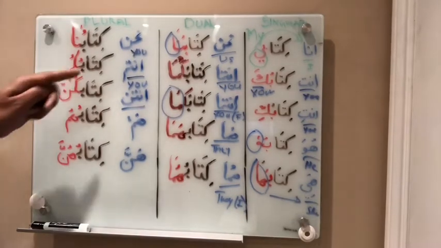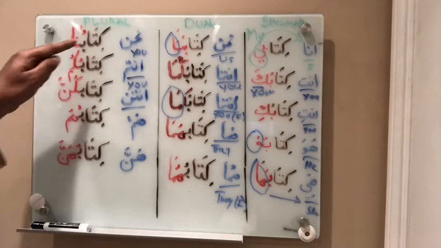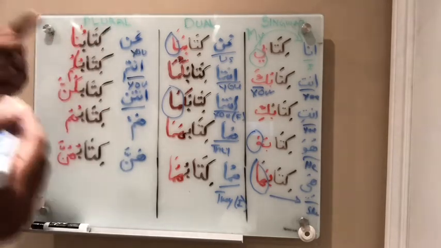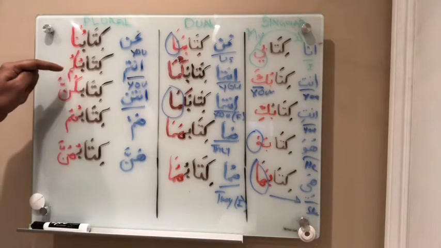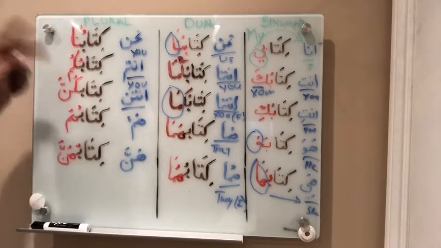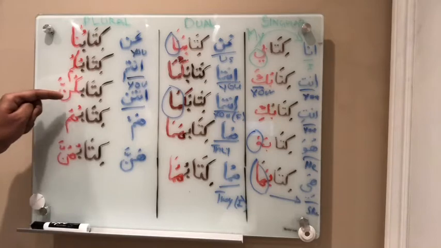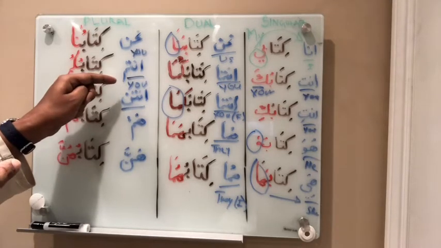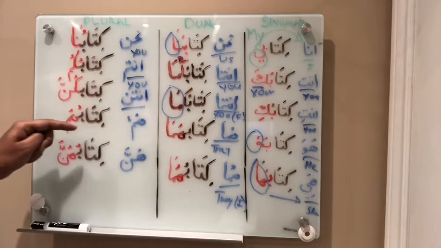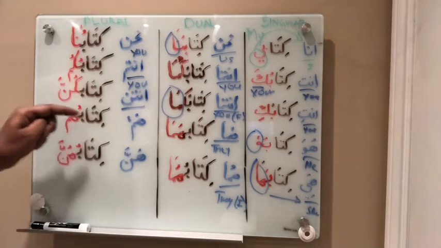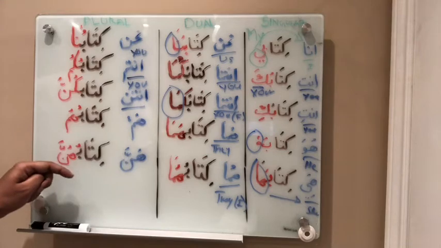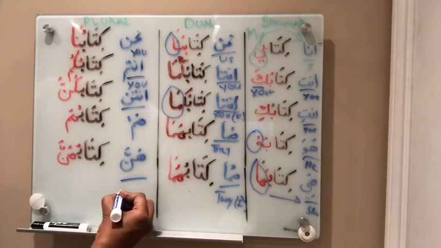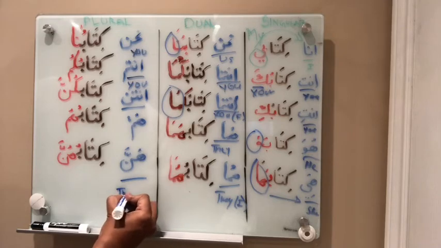So, nahnu, kitabuna, our book. More than two people, kitabuna, our book. Kitabukum, your book, but your plural. Kitabukunna, your book, but that your is female. Kitabuhum, their book. Kitabuhunna, their book, but hunna is female. Right? So, they, female.